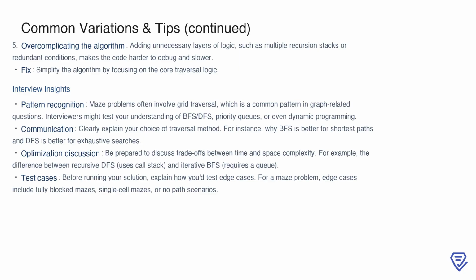Now, from an interview perspective, maze problems are a great opportunity to demonstrate your understanding of graph traversal techniques. For instance, BFS is ideal for shortest path problems, while DFS is better suited for exhaustive searches. It's important to clearly explain your choice of traversal method during the interview and discuss trade-offs. For example, recursive DFS can be memory-intensive due to the call stack, whereas iterative BFS requires additional memory for the queue. Be ready to talk about time and space complexity trade-offs in your solution.